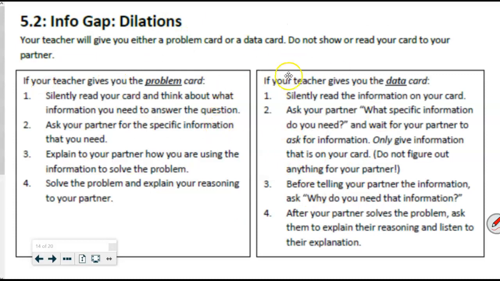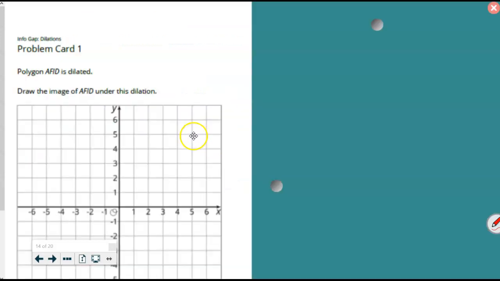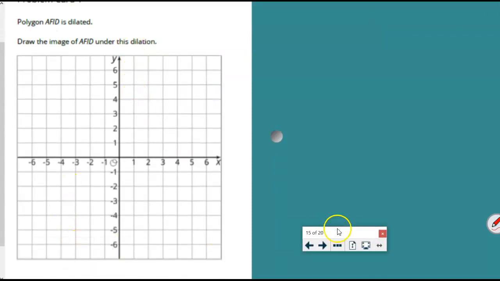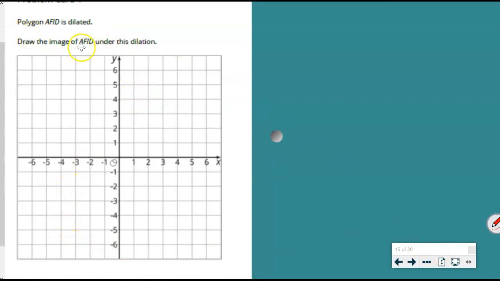These directions, we're not going to do. We're going to do it a little bit differently. So you guys have attached to your papers this extra little page that says problem card 1, and below it, it says problem card 2. Let's focus on the top one, problem card 1. You need to do the problem that it says. What does it say? Exactly. Polygon AFID is dilated. You need to draw the image of AFID under the dilation. Do you have a polygon AFID on your grid? No. So you need to get it there.